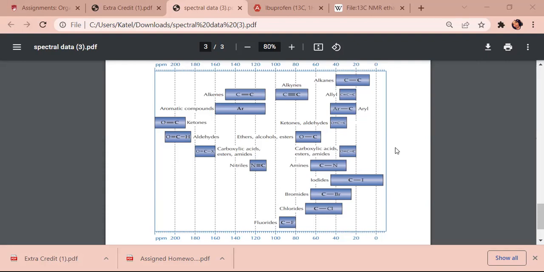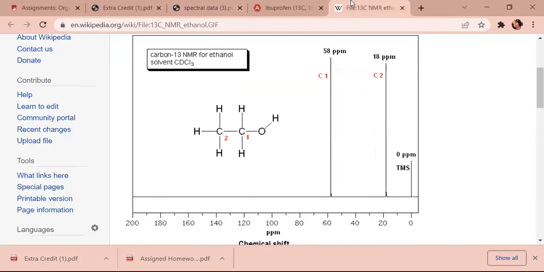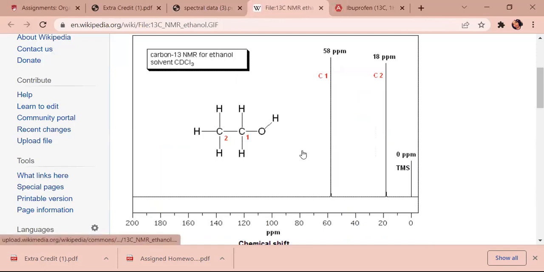So now that we've gone over that, we're gonna look at a few NMR spectra and we're gonna see how well we can explain them. So the first one I wanted to go over is ethanol. In ethanol, it looks like it would just have a lot of signals because you have H, H, H, H, H, but remember we're only looking at the carbon 13 NMR.